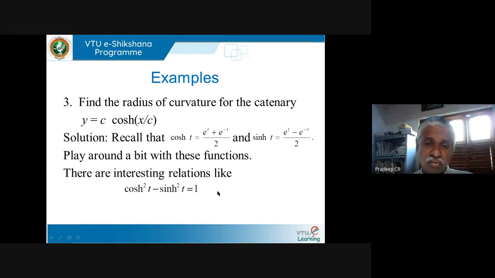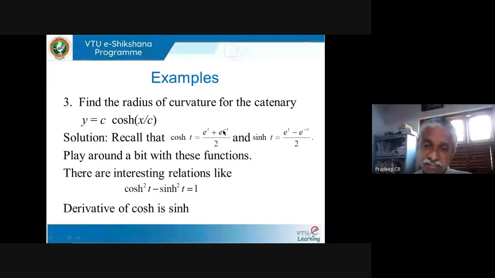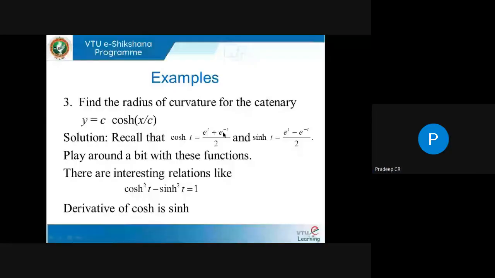I don't have time or energy to do all those things, but I'm telling you these relations. This is an important relation and we will use it. We also have derivatives. The derivative of cos hyperbolic is the derivative of this, which is the derivative of this plus the derivative of this, divided by 2. The derivative of this is e power t itself. The derivative of this is minus e power minus t. So when I take the derivative, I'll get e power t minus e power minus t by 2, which is the same as sinh t.